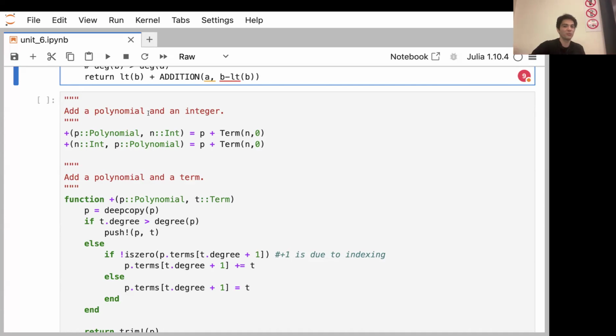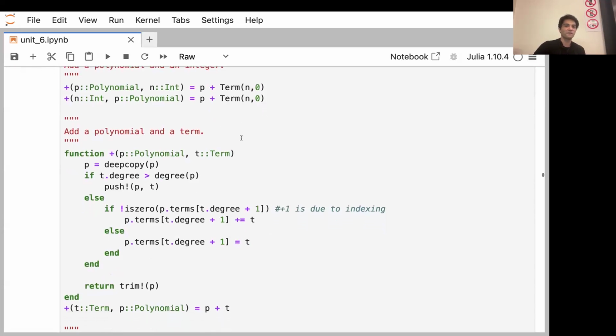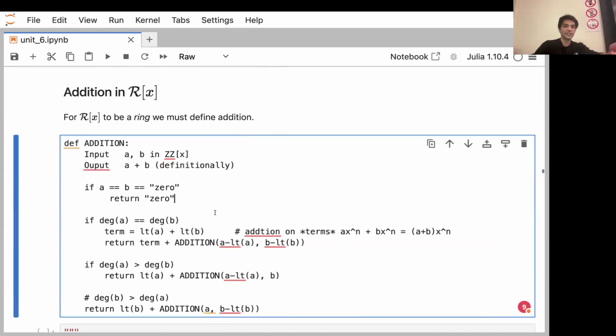So how do you add a polynomial and an integer? If you have P a polynomial and N an integer, you just promote that integer to a term. And what happens if you want to add an integer to a polynomial? It's the same thing, just in the opposite direction. So we have polynomial added to integer, integer added to polynomial, and now we just have to define what it means to add a polynomial to a polynomial.